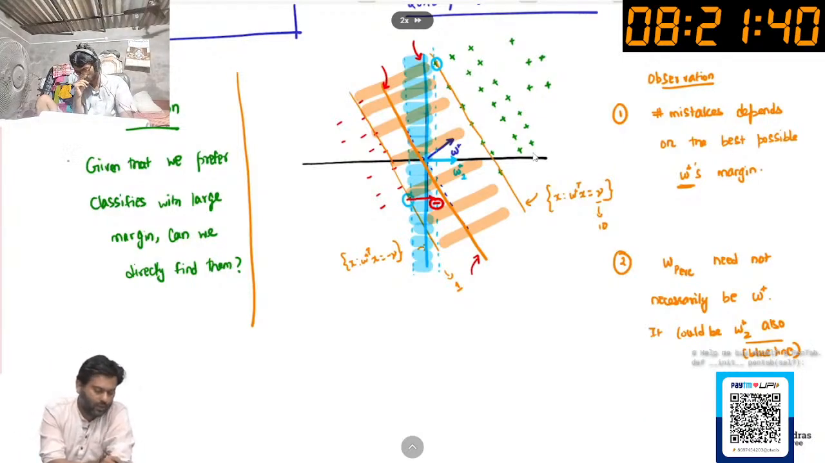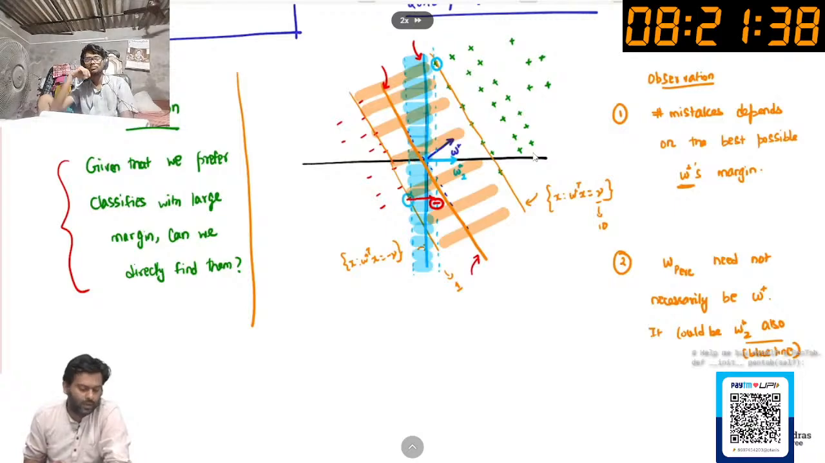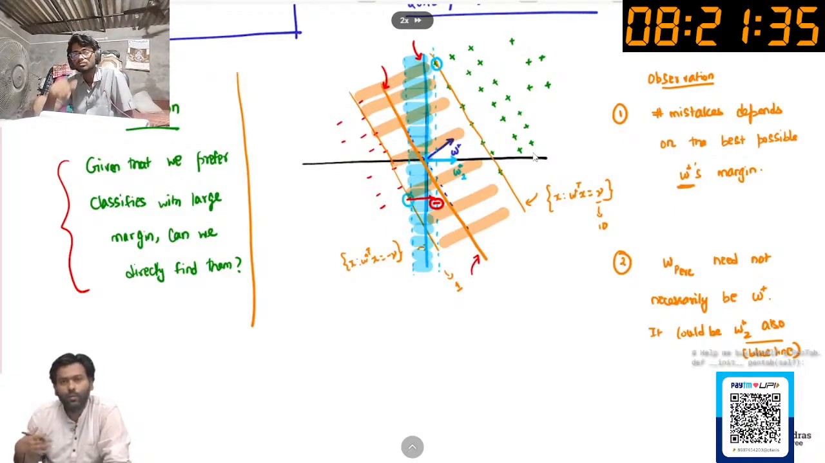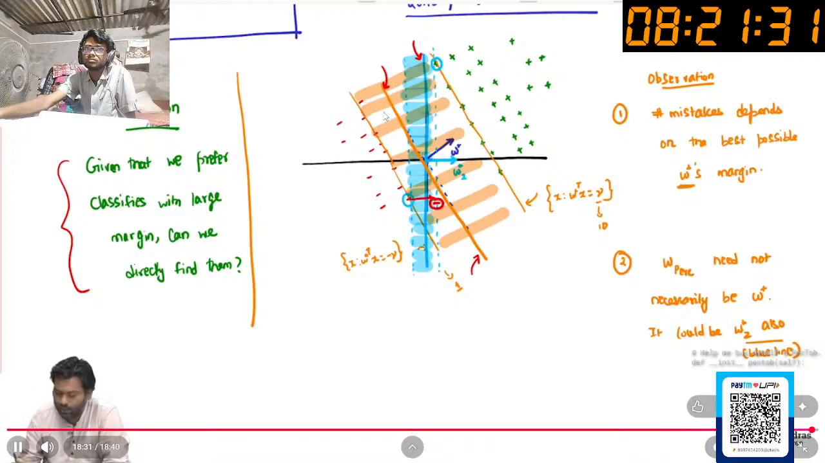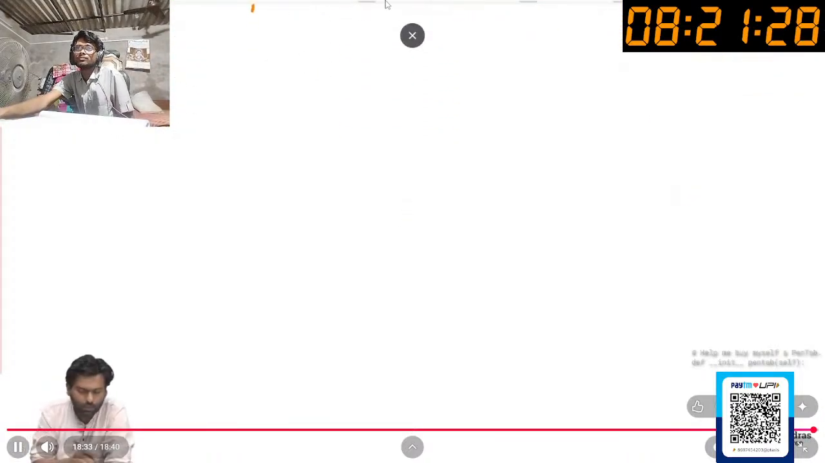But how can we formalize this? This is the informal way to write this question: given that we prefer classifiers with large margin, can we directly find them? So what we're going to do today is, our goal is to come up with a principled formulation for finding a W with as large a margin as possible. So let's start with that goal.